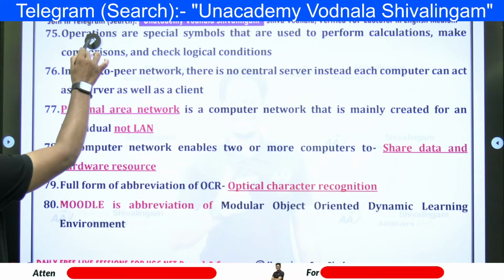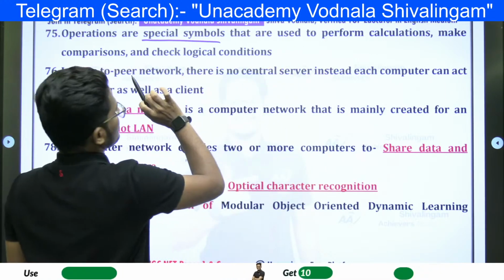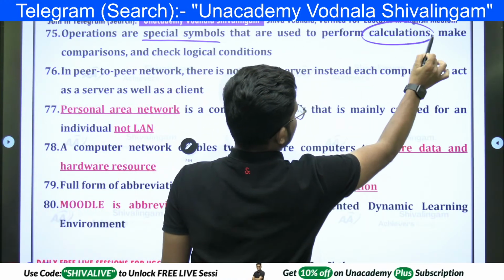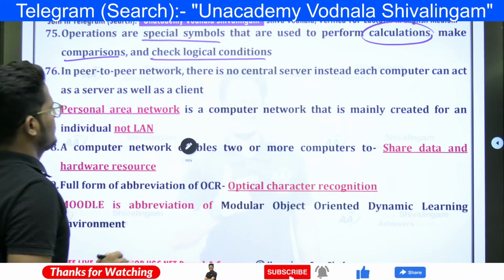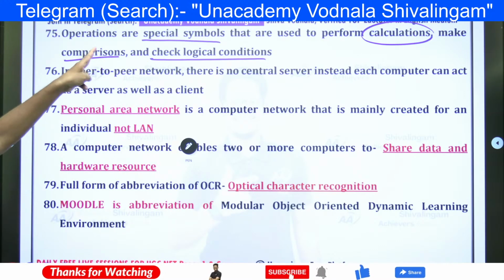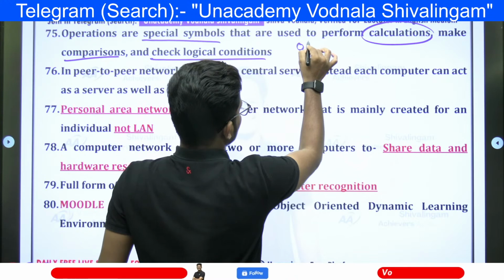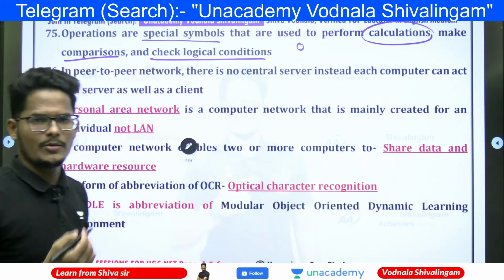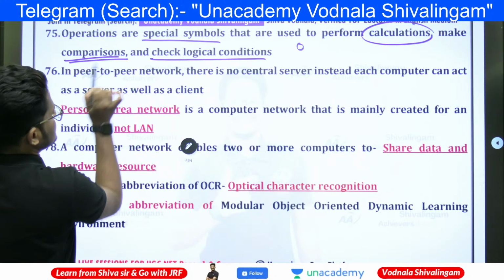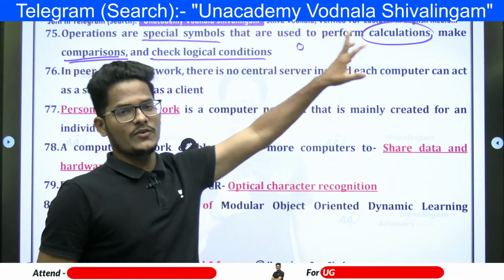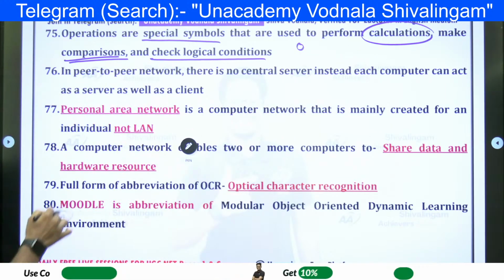Next, operators are special symbols used to perform calculations, make comparisons, and check logical conditions. There are two types: arithmetic operators and relational operators. Whereas normal operators perform calculations, relational operators compare things. They check the conditions also.